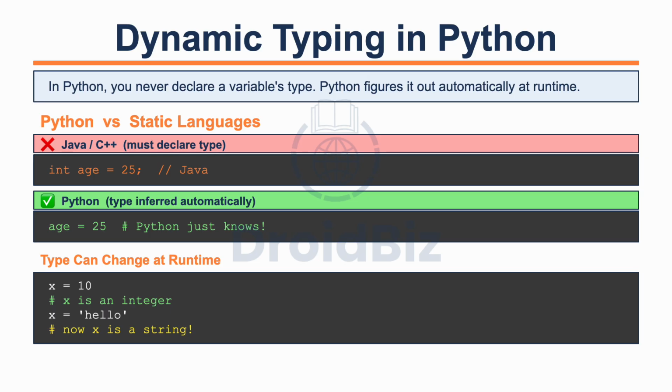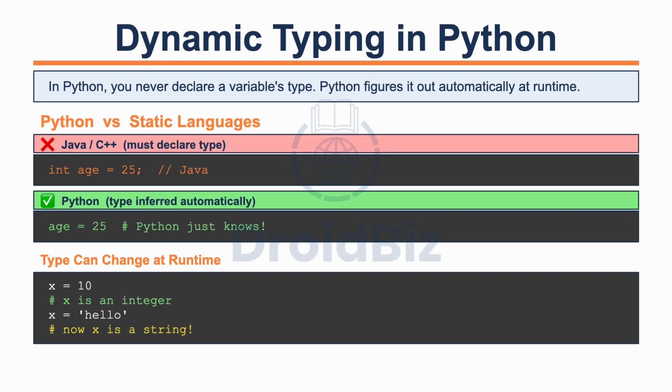In a statically typed language like Java or C++, you must declare the type before using a variable. For example, in Java, you would write int age = 25;. You are explicitly telling Java this variable holds an integer. In Python, you simply write age = 25. That is it. Python sees the value 25 and automatically knows it is an integer. No declaration needed. This makes Python code shorter and much easier to write.